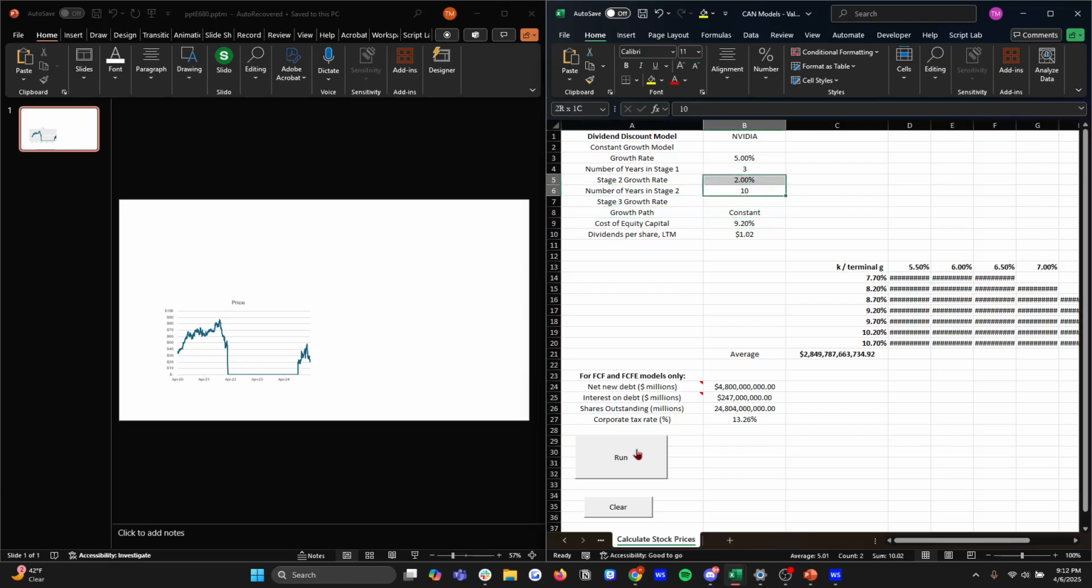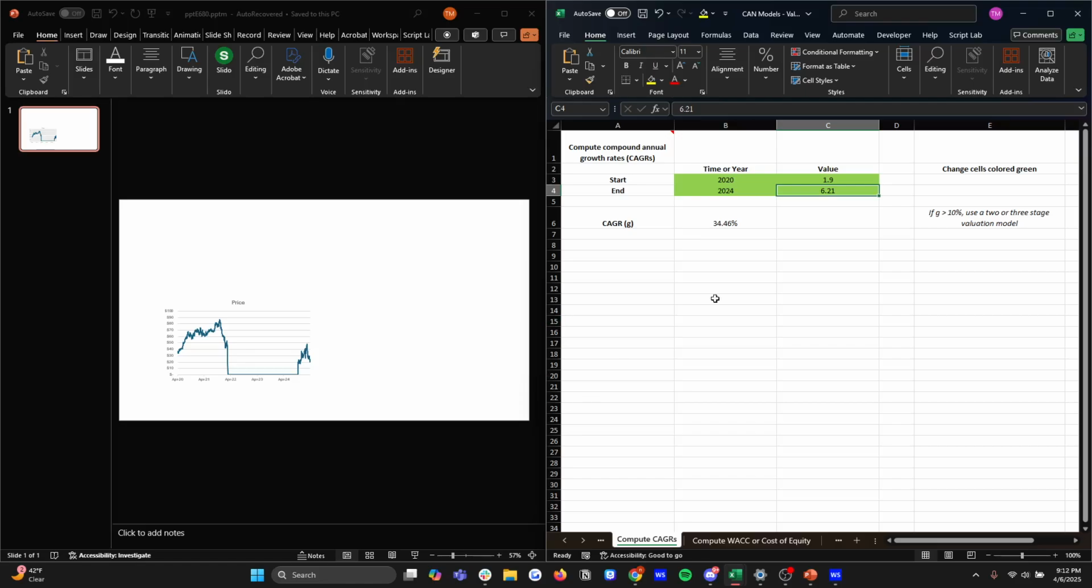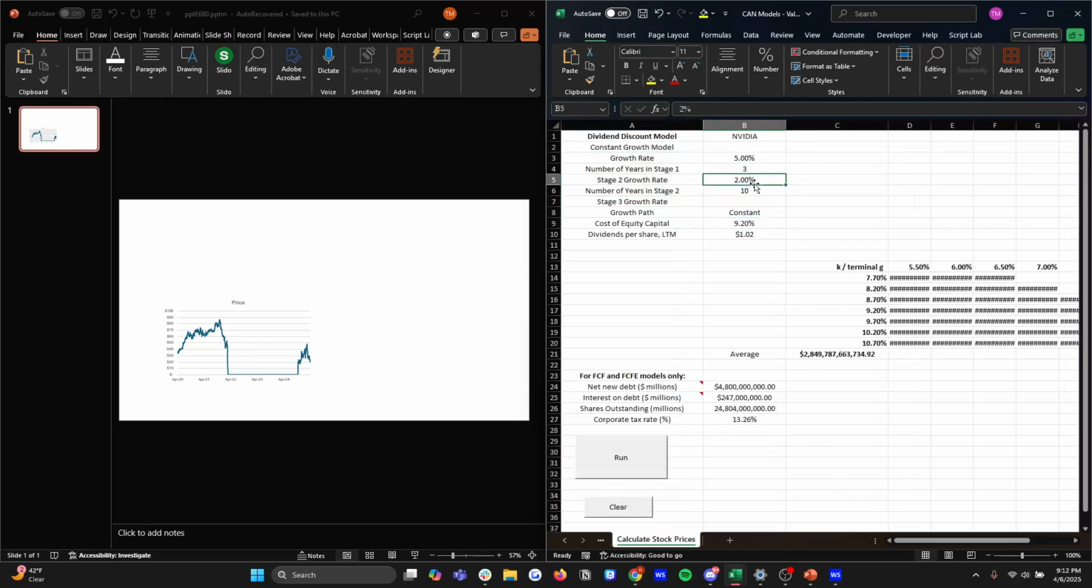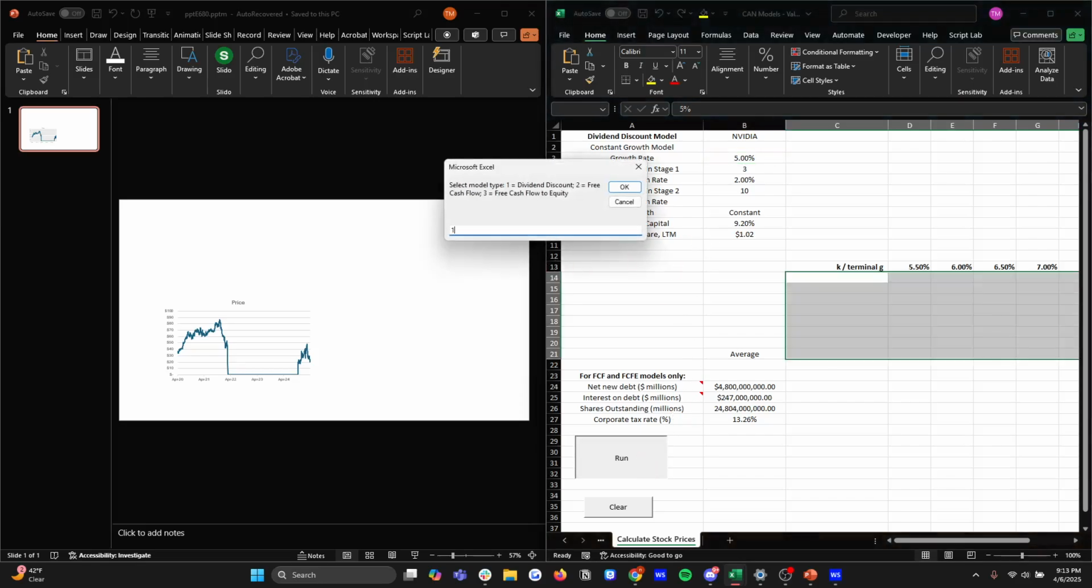It's the same thing. But when it comes to these numbers, what you could do is go over here to the compute CAGRs and use your dividends per share. So what was your dividends per share in 2020, and in 2024, and then use that growth rate as either your stage two growth rate, if you're arguing that dividends are actually going to grow, or as your stage one growth rate, if you just want to hold that constant. And then you can click run because these things don't matter for the dividend discount model. So we're going to click run and do a dividend discount model.